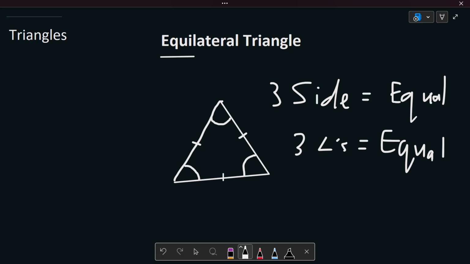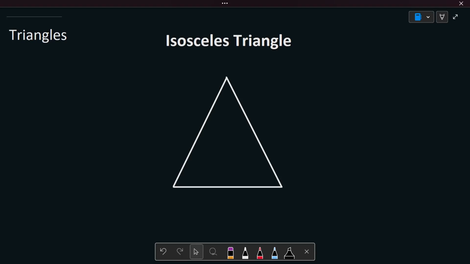So we're going to move on to the next type of triangle that exists. Okay, so the second type of triangle we have is an isosceles triangle. There's a funny spelling, but we call this an isosceles triangle. What is an isosceles triangle?